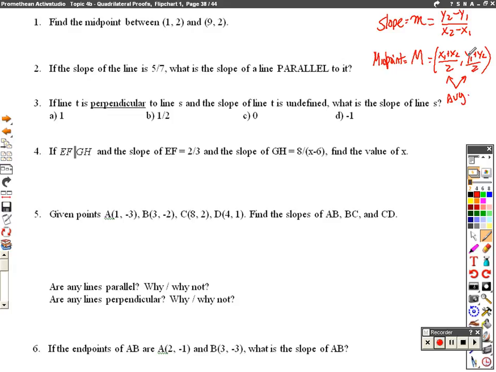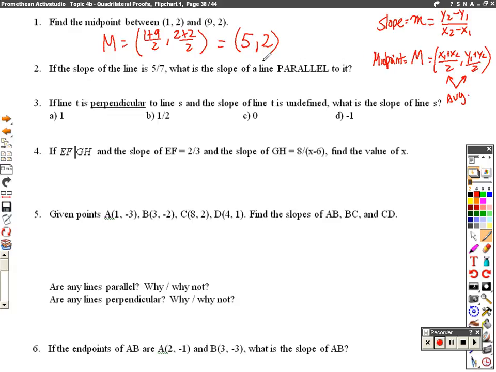Alright, number 1, find the midpoint between (1, 2) and (9, 2). So we're going to use our midpoint formula. The midpoint will equal an average of the x's, (1 plus 9) over 2, and (2 plus 2) over 2, which is just equal to 1 plus 9 is 10, and 10 over 2 is 5, and 2 plus 2 is 4, and 4 over 2 is 2. So (5, 2) would be the midpoint.